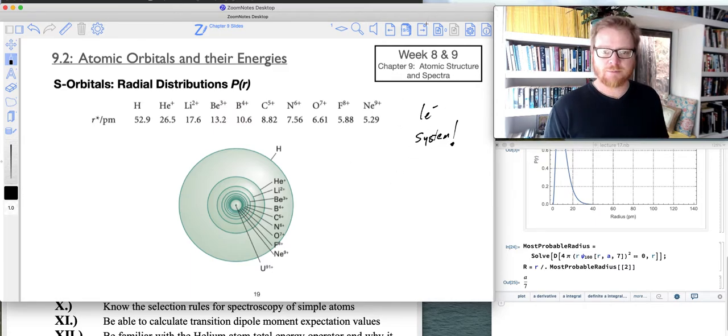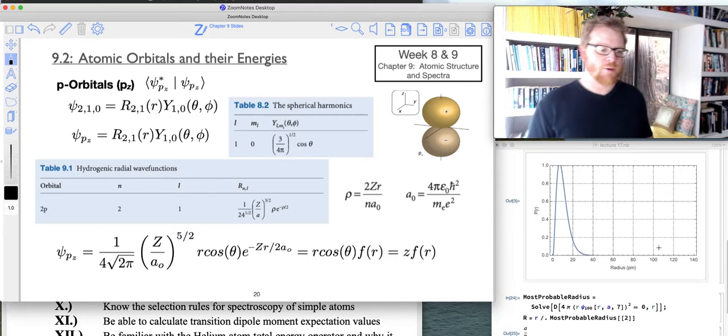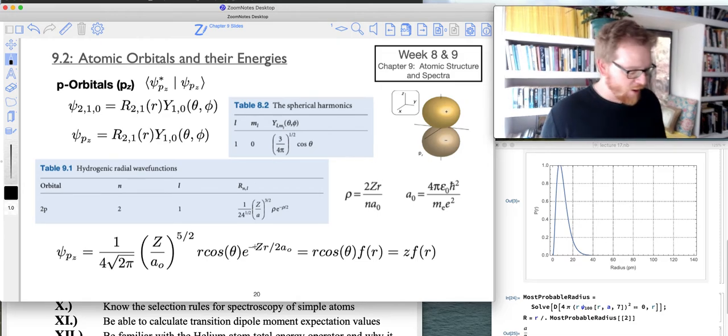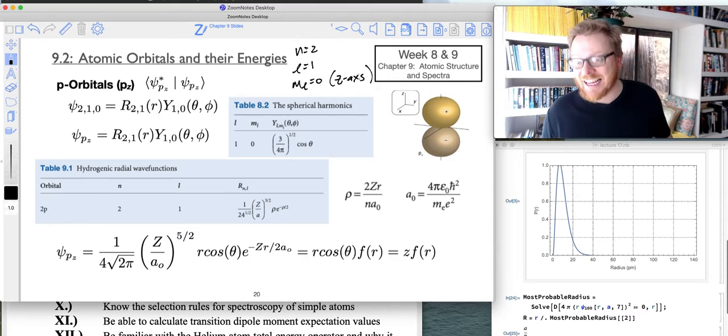Very cool stuff. So moving on, let's build up the p orbitals. There's a lot of stuff going on here. I realize it looks pretty intimidating, so let's put it together a piece at a time. Remember, we've got psi 2,1,0. So n is equal to 2, l is equal to 1. And now specifically, we're going to look at ml equals 0. And I'll remind you that ml equals 0 is special for the z-axis. So by definition, when we look at psi 2,1,0, we're looking specifically at pz.